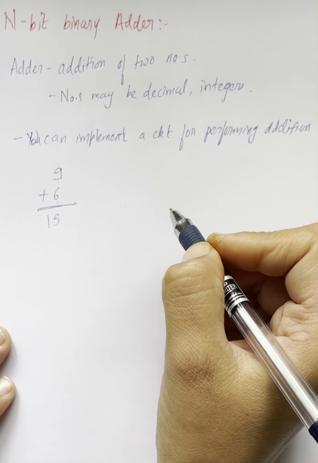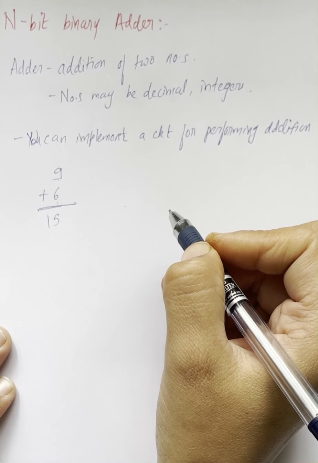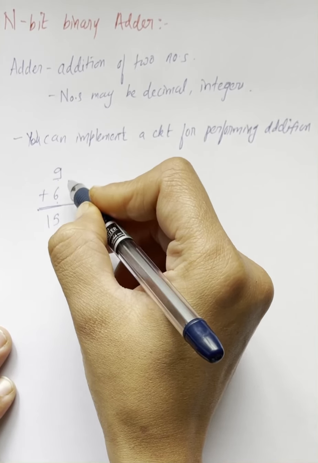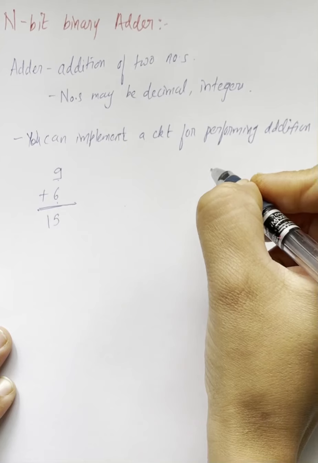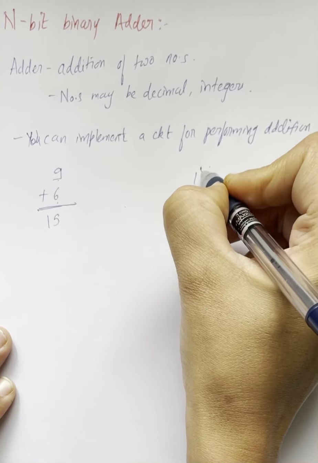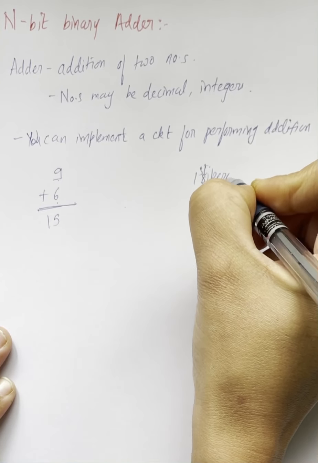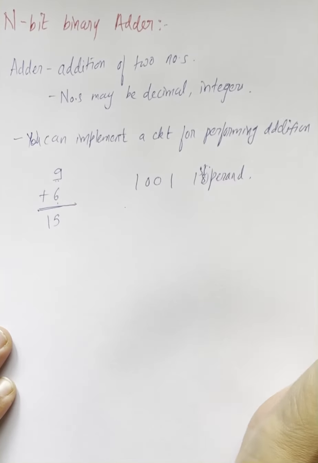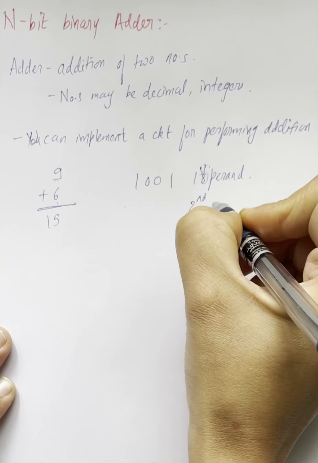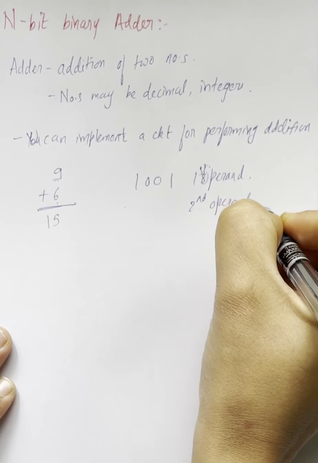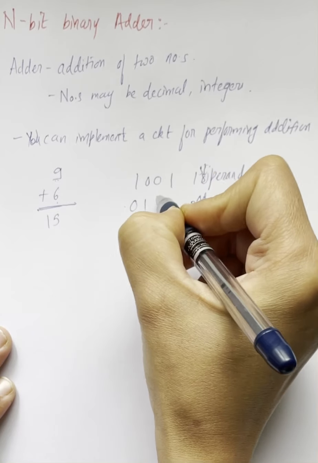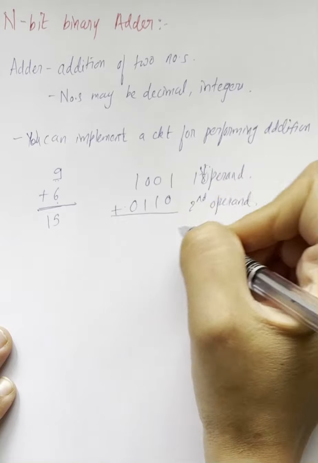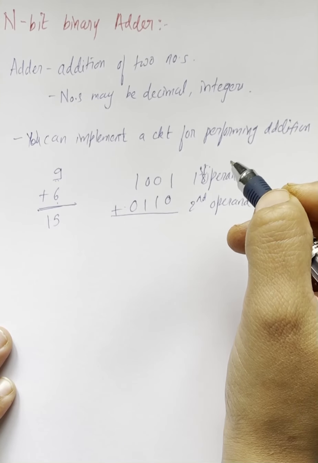But when we are performing operations in digital electronics, first of all we have to convert both these operands into binary numbers. So the first operand, that is 9, I'll write 9 in binary. Then the second operand, that is 6, that also I will write in binary. Now I can perform addition for these binary numbers, right?